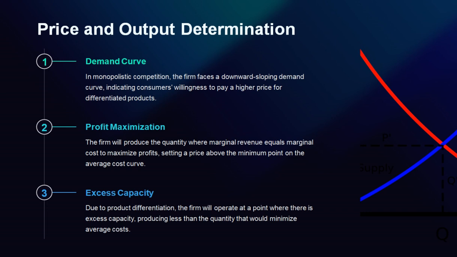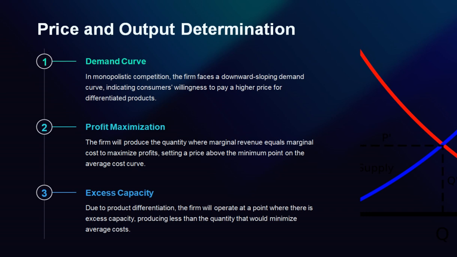Price and output determination: demand curve, profit maximization, excess capacity. In monopolistic competition, a firm faces a downward sloping demand curve, indicating consumers' willingness to pay a higher price for differentiated products. Profit maximization. The firm will produce the quantity where marginal revenue equals marginal cost to maximize profit.